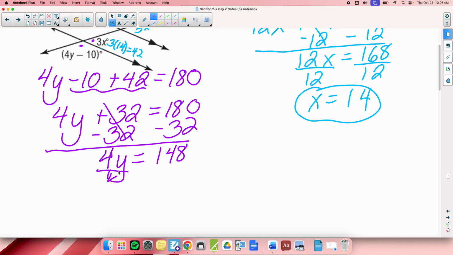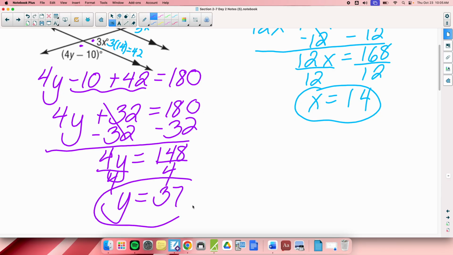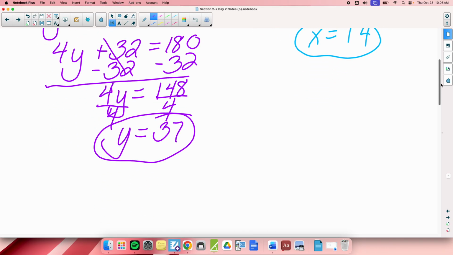I divide by 4. And y is, what did you say? Thank you, 37. Now, if you were on the test, you could go back and put 37 in here. Go 4 times 37 minus 10. And then this is 42, and make sure they add up to 180. So you can always check if you did it correctly.